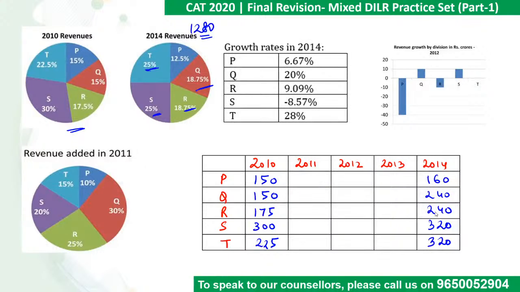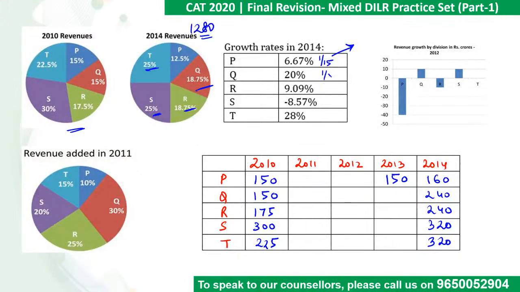ओके जी. तो ये तो figures हो गई 2010 और 14 की. So now let's come to this table. Growth rate in 2014 was 6.67% in P. 6.67% is 1 by 15. That means in 2014 P was 1 by 15 more than last year. So can I say last year it was 150? Because 150 का 1 by 15 ऐड करोगे तभी तो 160 बनेगा. I hope this is clear.